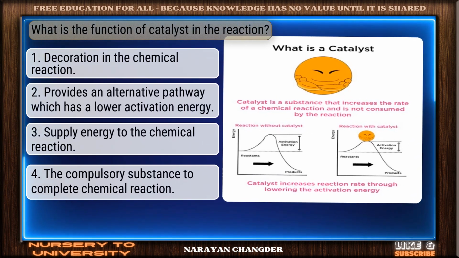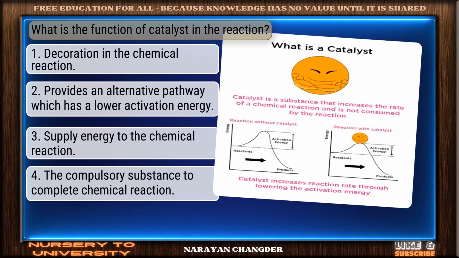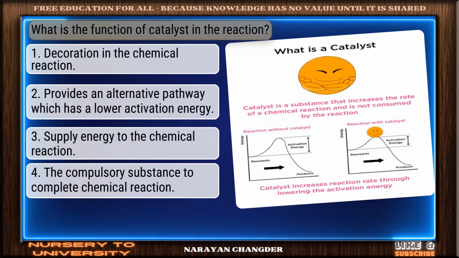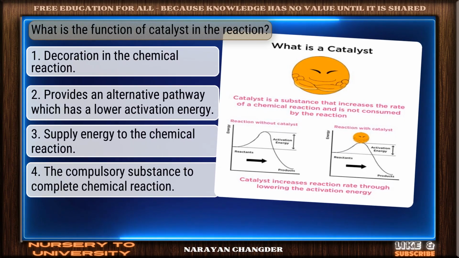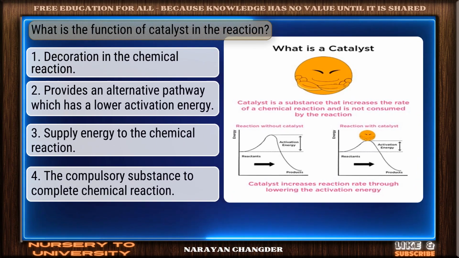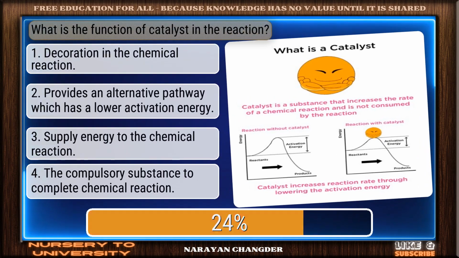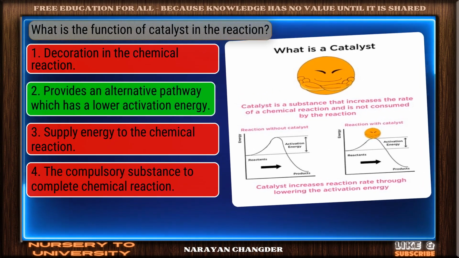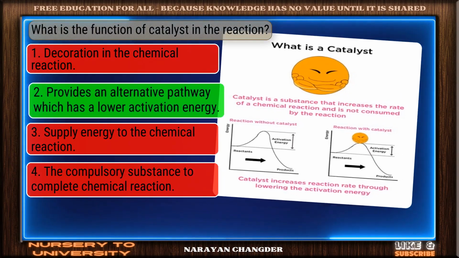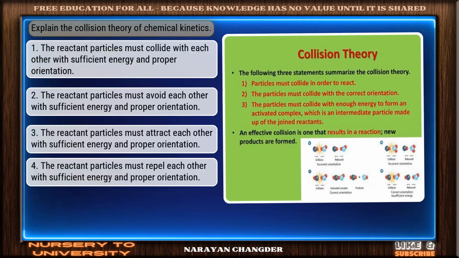What is the function of catalyst in the reaction? Option 1, decoration in the chemical reaction. Option 2, provides an alternative pathway which has a lower activation energy. Option 3, supply energy to the chemical reaction. Option 4, the compulsory substance to complete chemical reaction. You're on fire. Provides an alternative pathway, which has a lower activation energy.